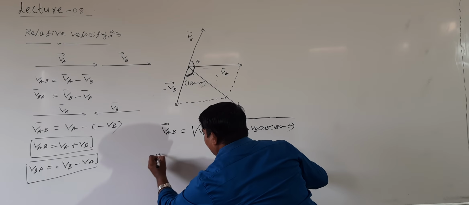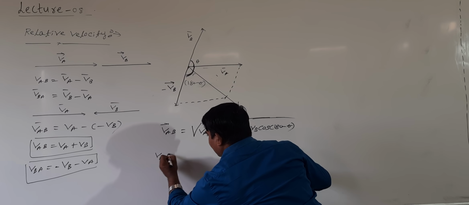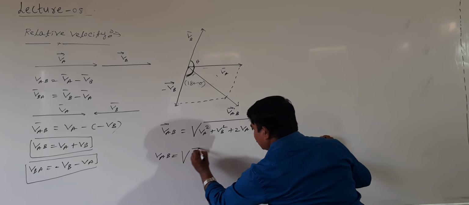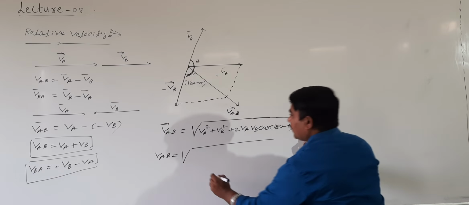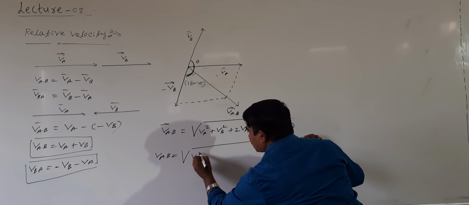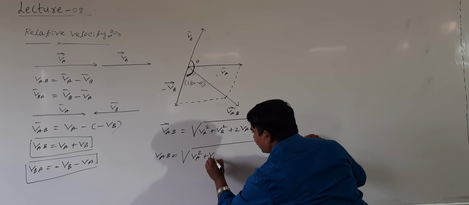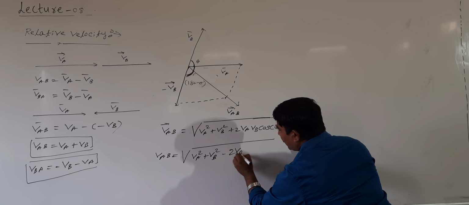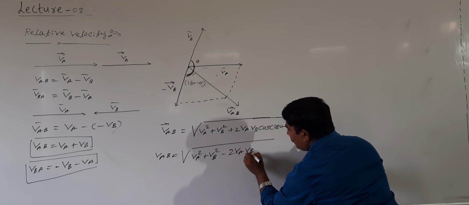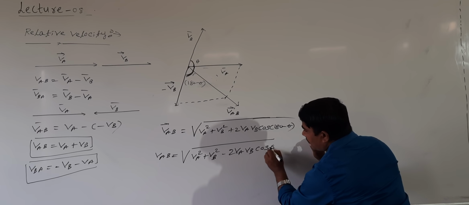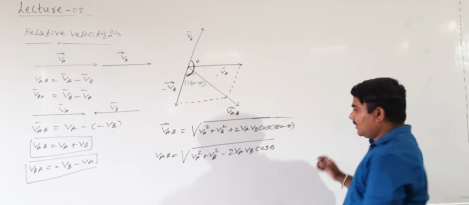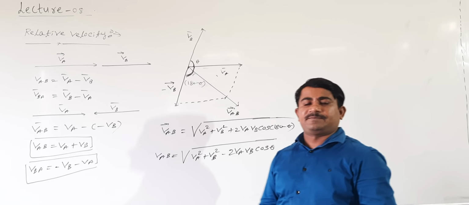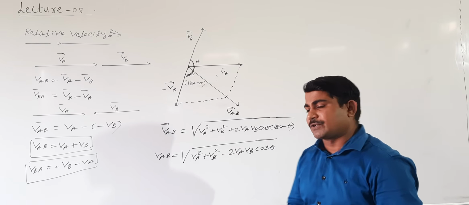Then I will write this relative velocity like this: VA squared plus VB squared minus 2VA VB cos theta. I mean, if two bodies are in the same direction, inclined at an angle theta, same direction or different direction, you can take.